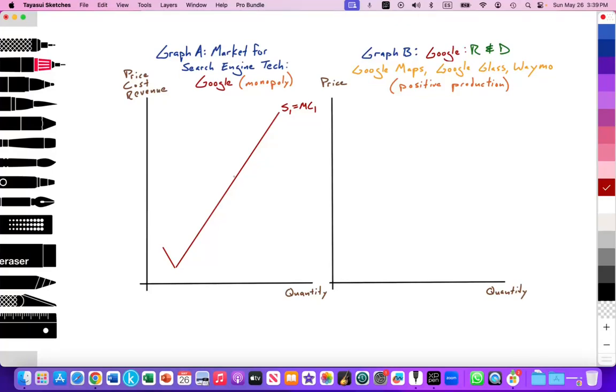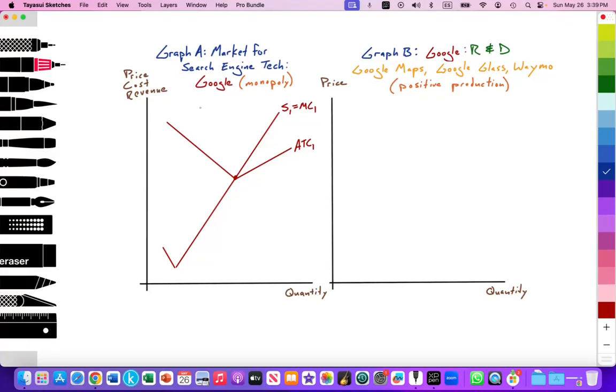Then we're going to choose a point, mark that point on the supply curve, and then draw our average total cost curve. The ATC goes down, and then it is equal to the supply curve, and then from that point on, it immediately starts to rise. So that is our average total cost curve. We'll label that ATC1. Then we'll work on our revenue curves.